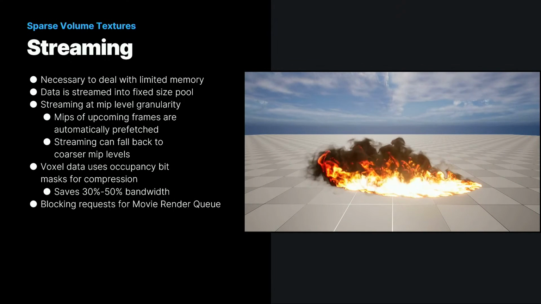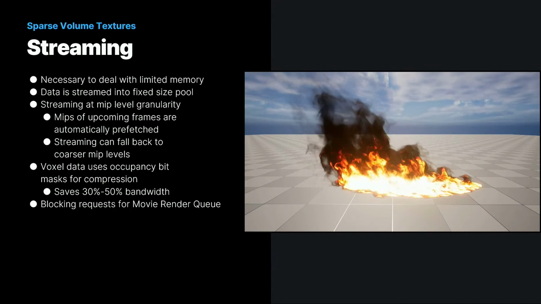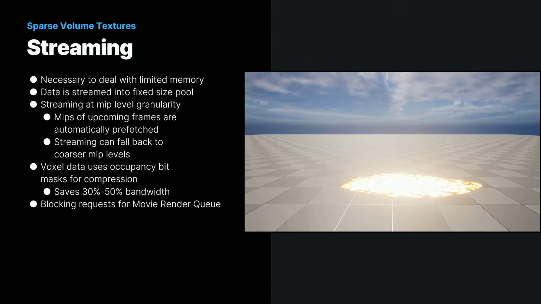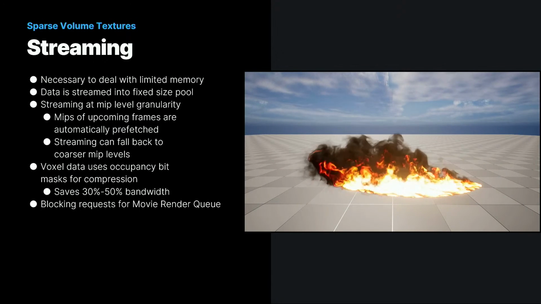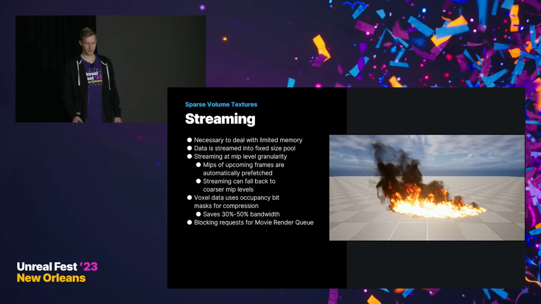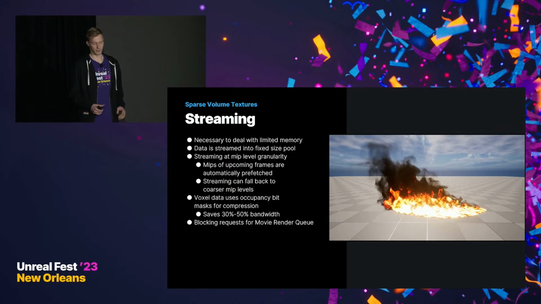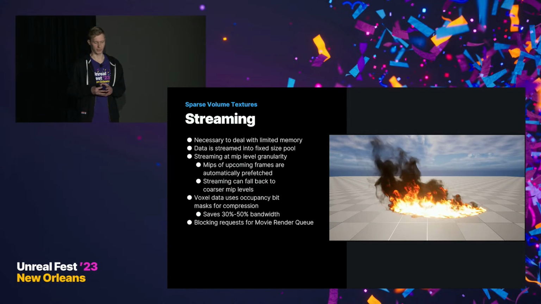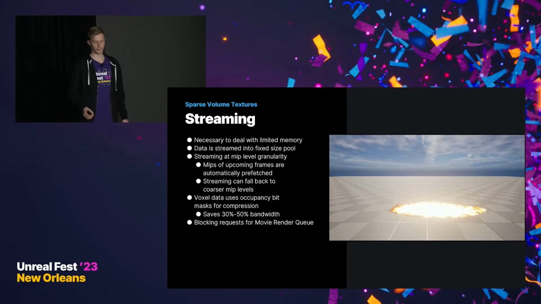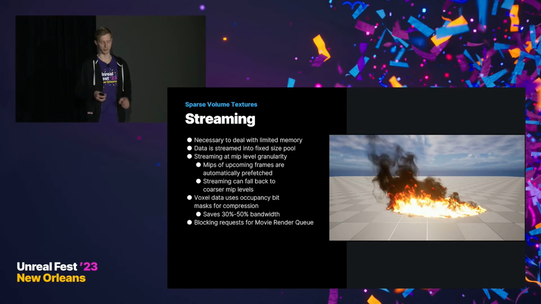We currently stream at MIP level granularity. The streaming system detects the direction of playback and automatically prefetches MIPs of upcoming frames. Whenever data hasn't been streamed in yet, the renderer falls back to using coarser MIP levels. While developing SVT, we noticed that even within a single page, there's often considerable sparseness. So we introduced a compression scheme to get even more compression for the streamed-in data itself. We've seen 30 to 50% savings in the data that we need to stream in with this compression technique. It's based on using occupancy bit masks.